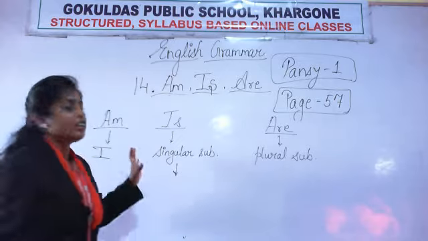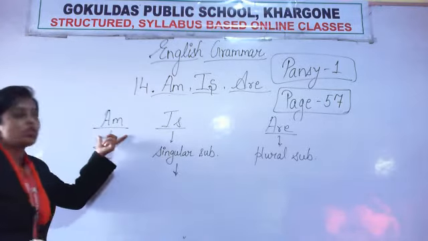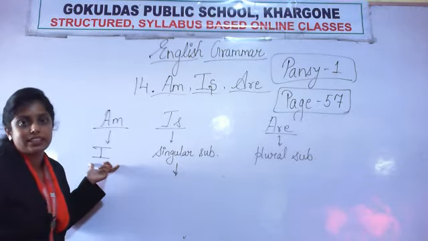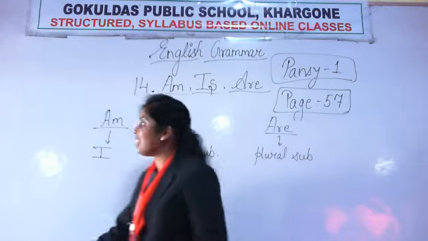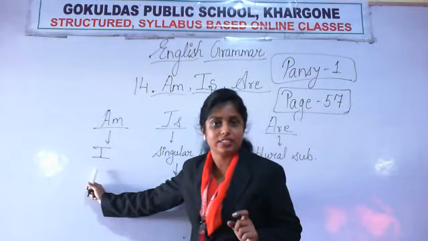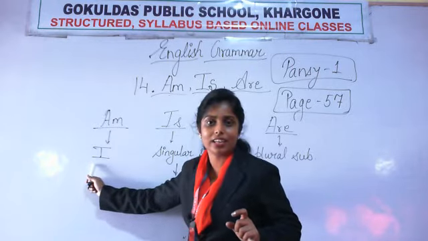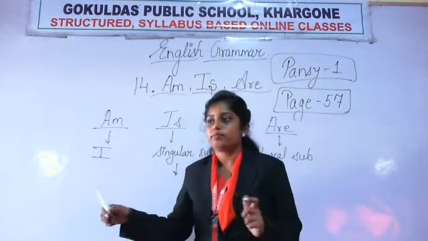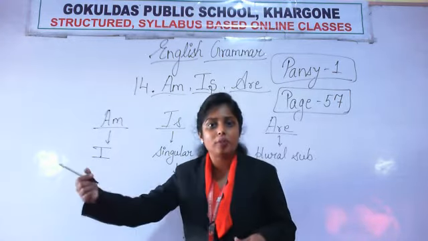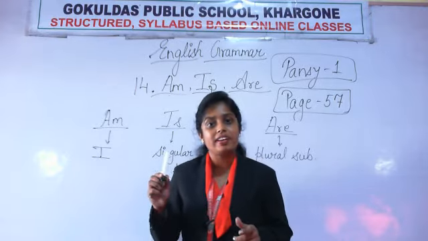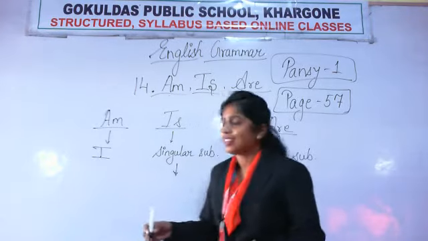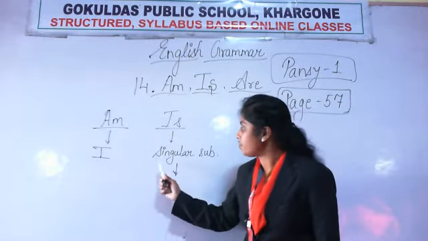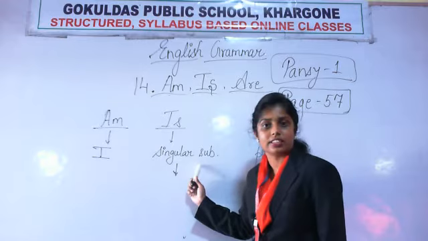Now their use. Am is always used when there is I as the subject. जब भी किसी भी sentence में subject I होता है, so am we use with it. Like I am a teacher, I am teaching. I am a student, I am going to market. I am having a beautiful dress, etc. And is is always used with singular subjects.